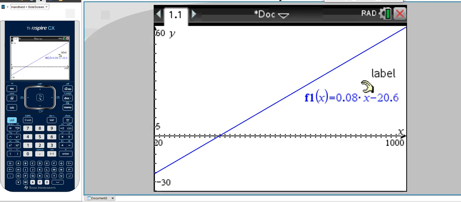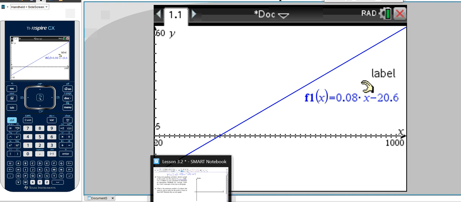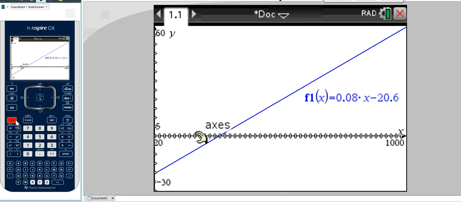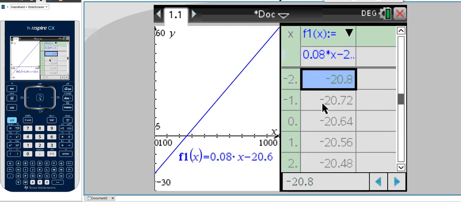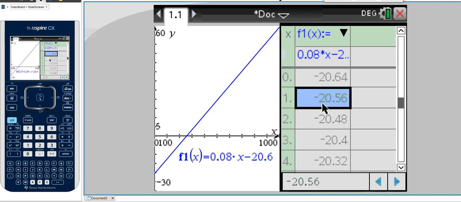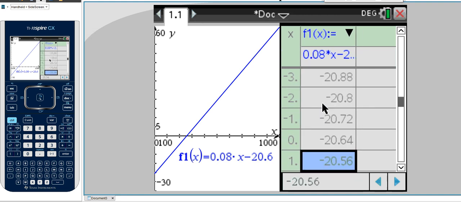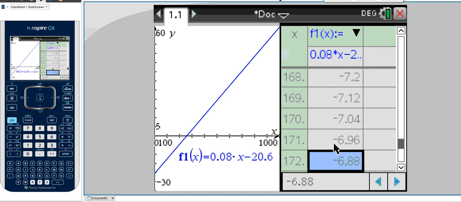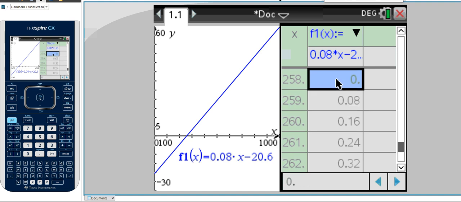So the first thing we have to do is just sketch that graph. And to determine an easier way to find my X-intercept, I can go back to my table, Control T, and I can go to when my Y is 0. You can just keep scrolling. There's easier ways to do this, I know, but when my Y is 0, my X is 258. So this kind of just tells you how to graph it.